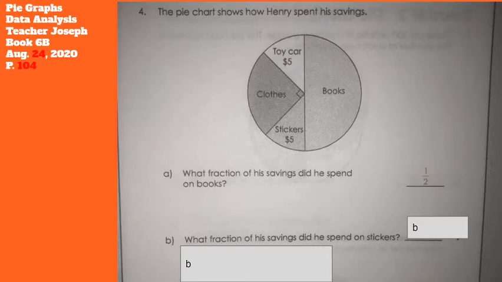Letter B says, what fraction of his savings did he spend on stickers? If you take a look at the graph again, 50% of his savings were with books, and the clothes section shows a right angle. Now, 90 degrees is the same as 25%.